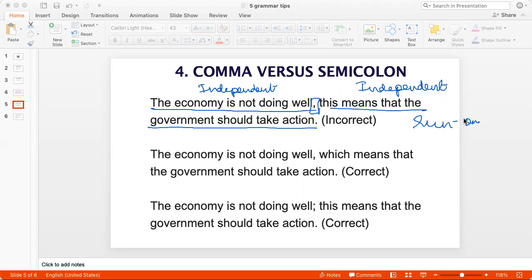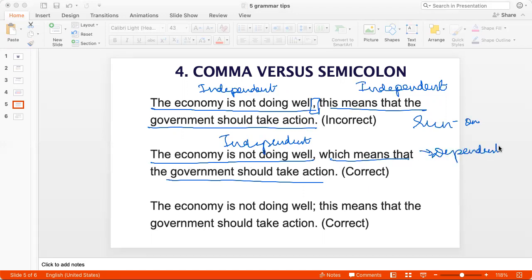Now, let's say I am trying to say the economy is not doing well, which means that the government should take action, right? Now, in this case, when I say the economy is not doing well, this is independent. And when I say which means that the government should take action, this cannot stand on its own, right? This is not a complete sentence. And so this is a dependent clause. And since an independent clause and a dependent clause can be joined, this comma is correct, right? So this is not a problem because you're joining an independent with a dependent clause.